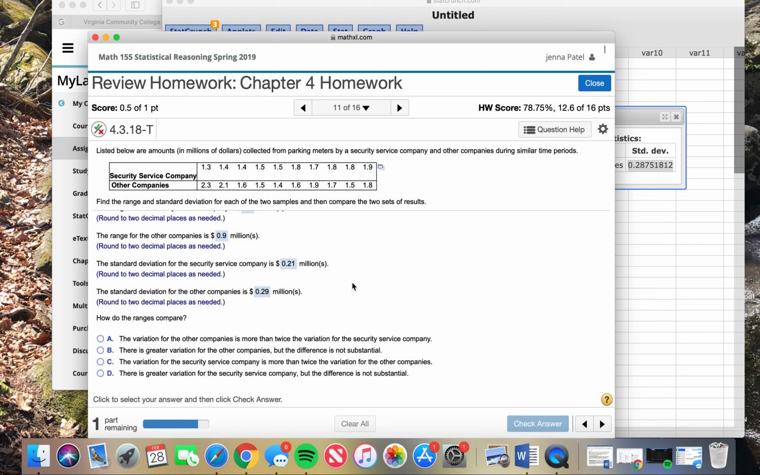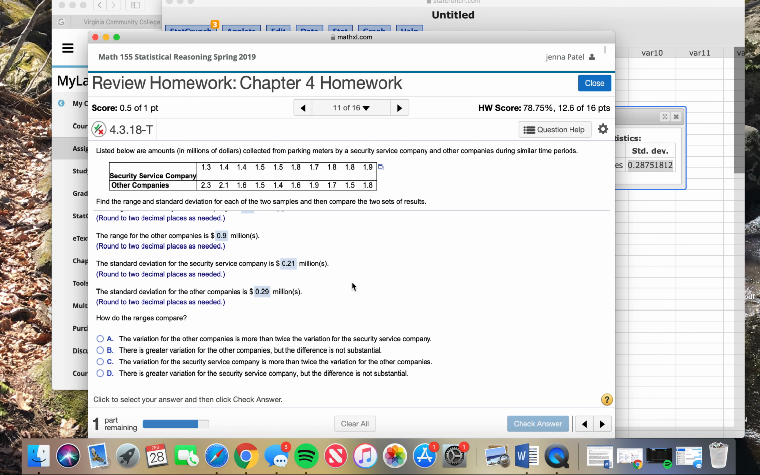So by asking this question, it's between the 2 ranges that we found. So the options say the variation for the other companies is more than twice the variation for the security service company. There is greater variation for the other companies, but the difference is not substantial. The variation for the security service company is more than twice the variation for the other companies, and there is a greater variation for the security service company, but the difference is not substantial.